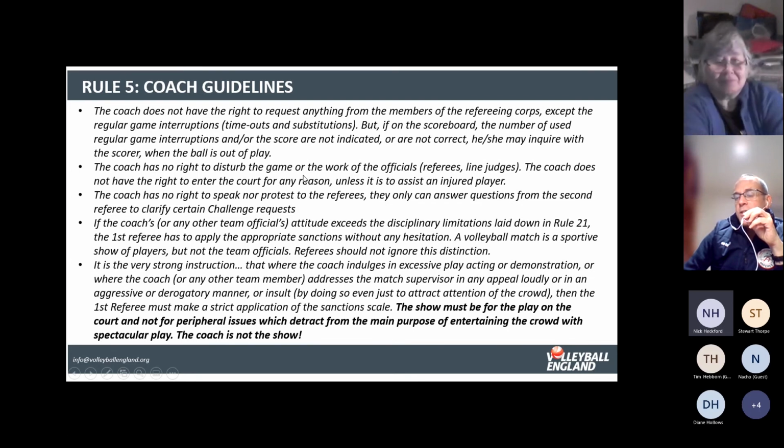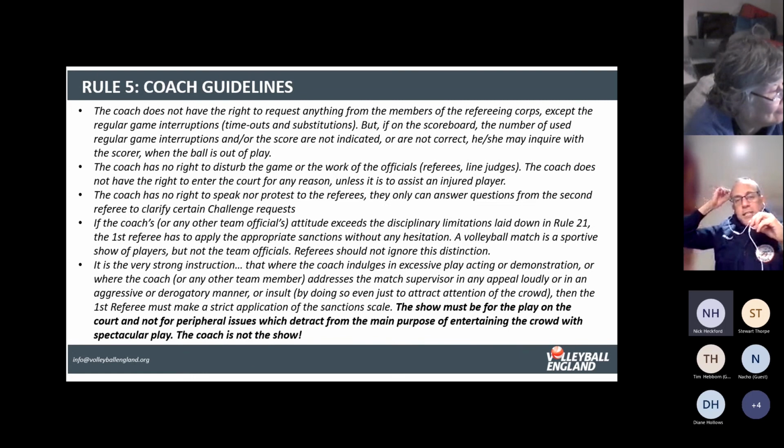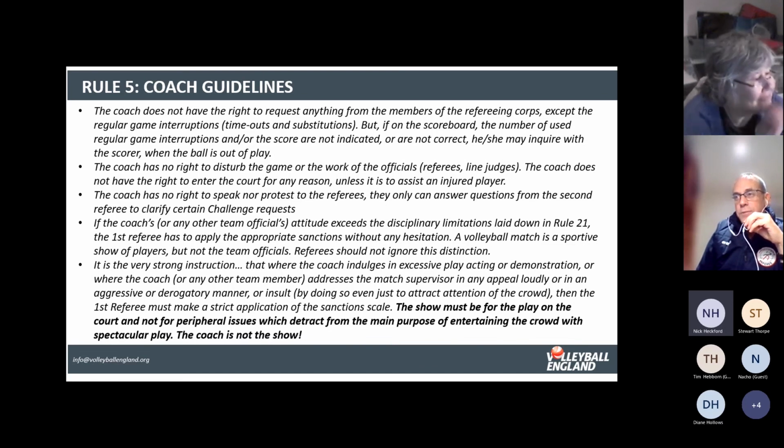The coach does not have the right to enter the court for any reason unless it is to assist an injured player, and would only do so at the request of the second referee. The coach has no right to speak nor protest to the referees or the game jury for that matter, and they can only answer the questions from the second referee that clarify their challenge requests. So if a coach makes a challenge request, the second referee's first responsibility is to go to the coach and say, "Coach, what was the challenge for?" And the coach would then say, "Ball out on the end line, ball out on the far sideline, ball out on the near sideline, attack hit fault, player was in the front zone," whatever it is, but they would identify what the fault was. And that's the only time that they would really talk to the second official.